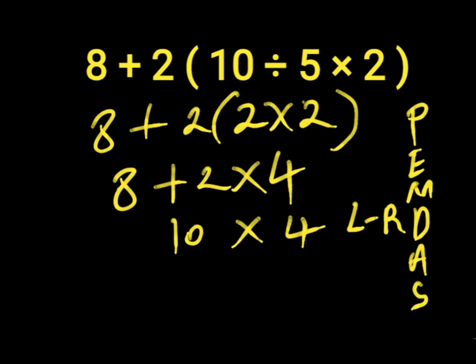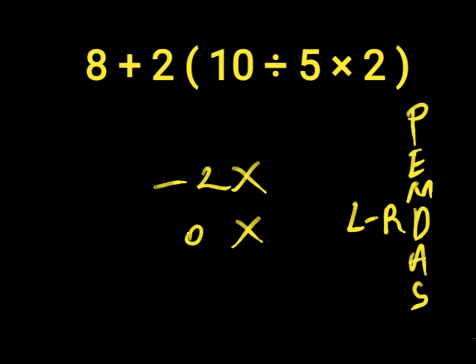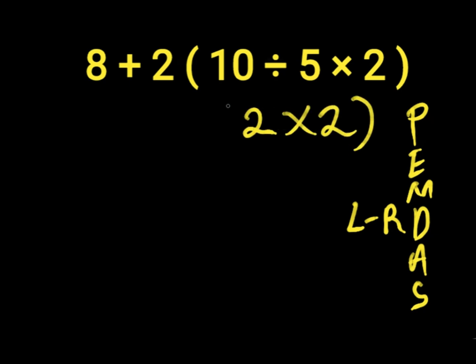So let's dive into the right answer to this expression. We first of all solve our parenthesis, which is 10 ÷ 5 × 2. 10 ÷ 5 will give us 2. Then 2 × 2. We are still in our parenthesis. Then we'll bring down 8 + 2. So 2 × 2 will give us 4.